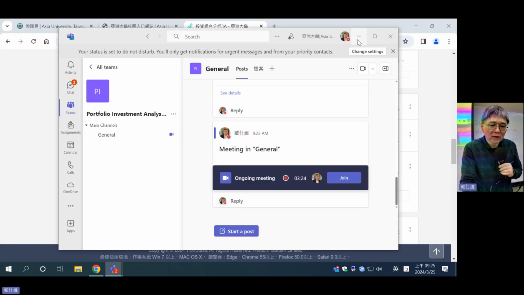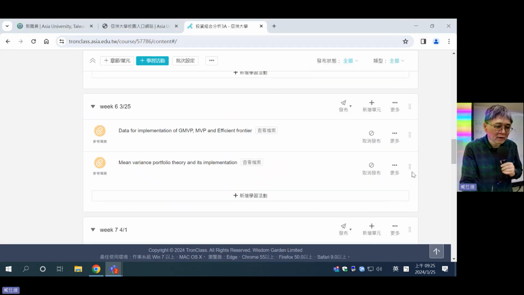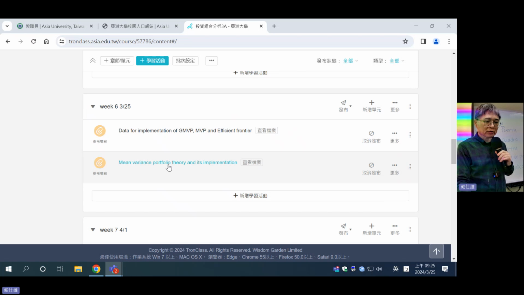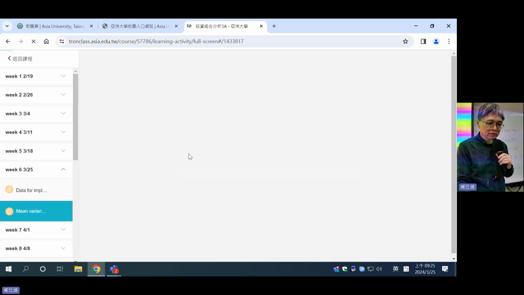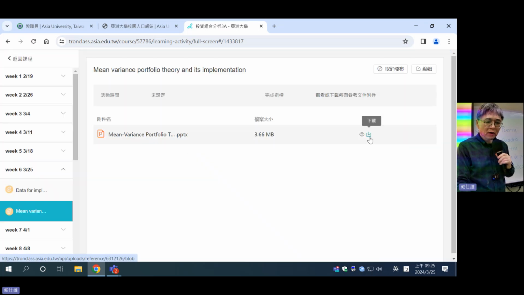Okay, so what I mean is that you have to understand the whole structure of the portfolio theory. So we started from the most basic one. So let's start from these slides first. Let me open this.